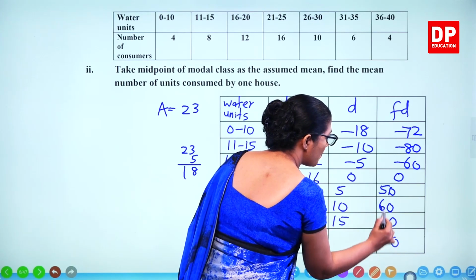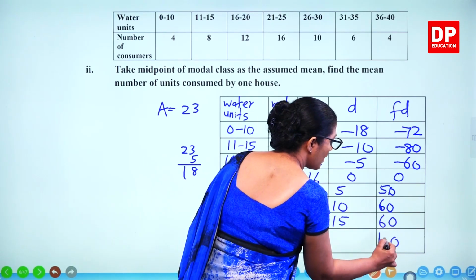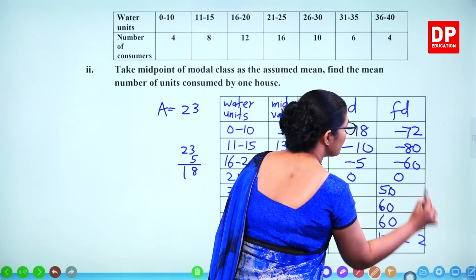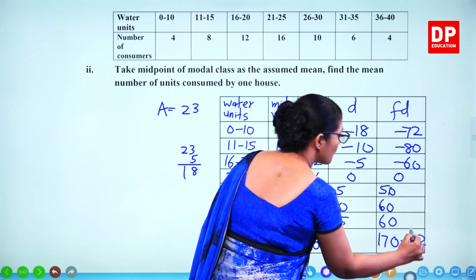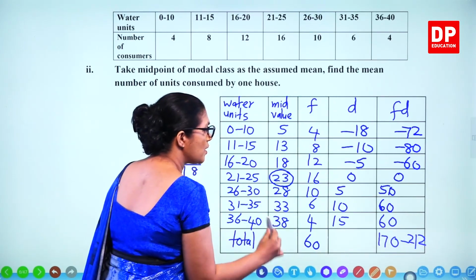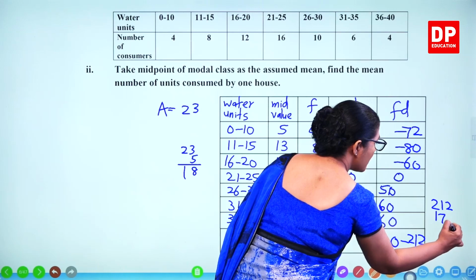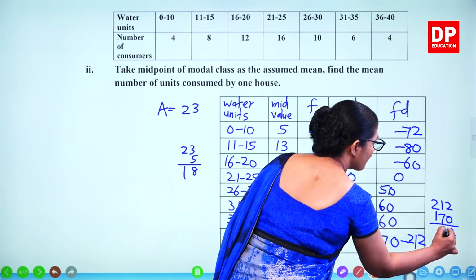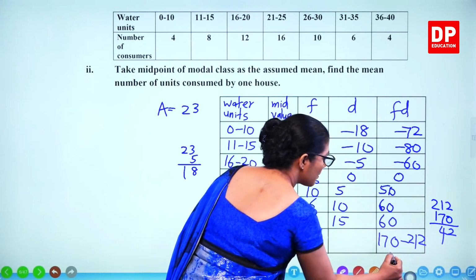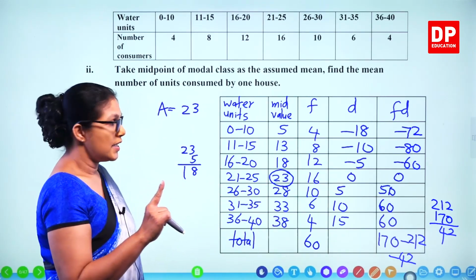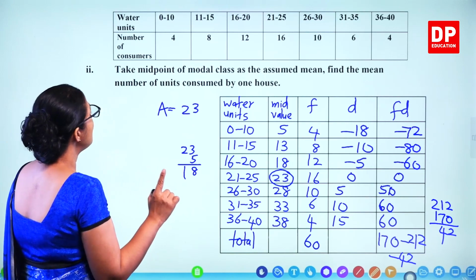Add the positive numbers first. 170. Negative numbers, 212. So what's the difference? 212 and 170. You get minus 42 is the total of FD. So what is the mean value?